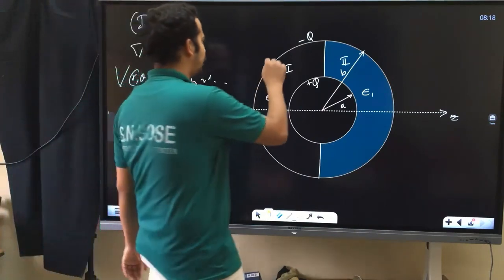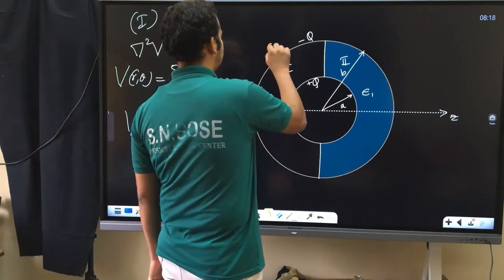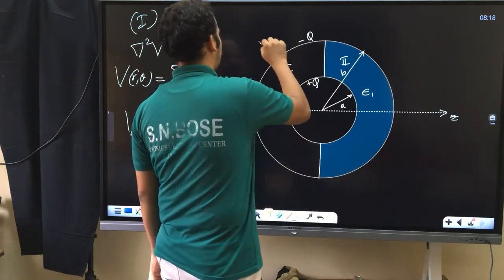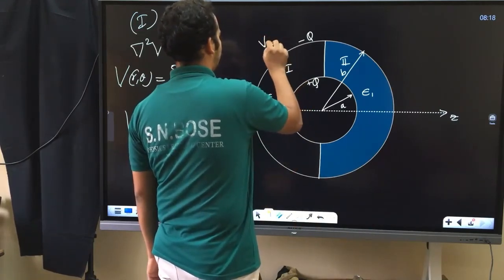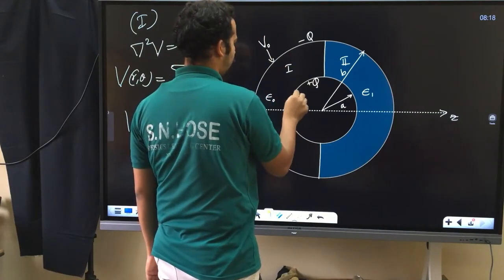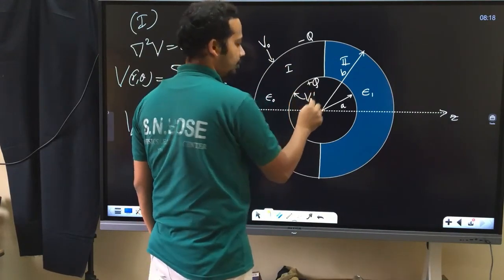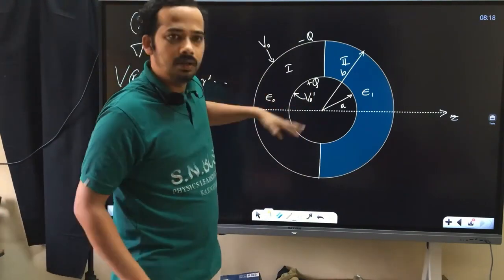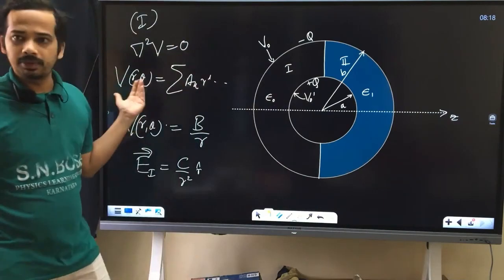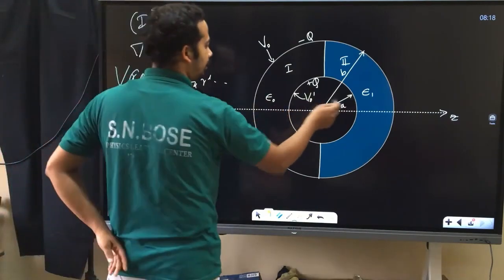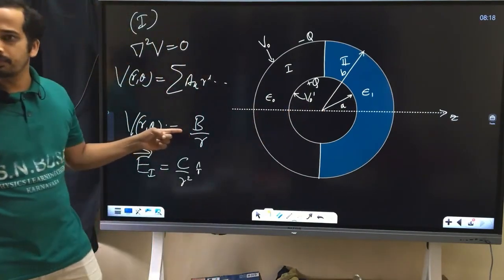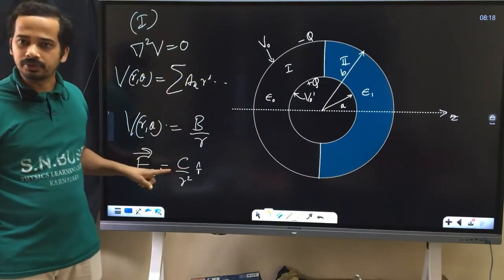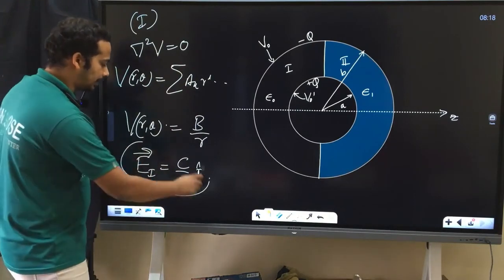You just take the potential as some constant here, some constant here. I'll take V equal to V naught here, V equal to V naught prime here. You take the potential constant here, you apply azimuthal symmetry. If you know the potential at a and the potential at b, I think you can somehow prove this one. You can relate A_l and B_l here somehow. This is one idea.